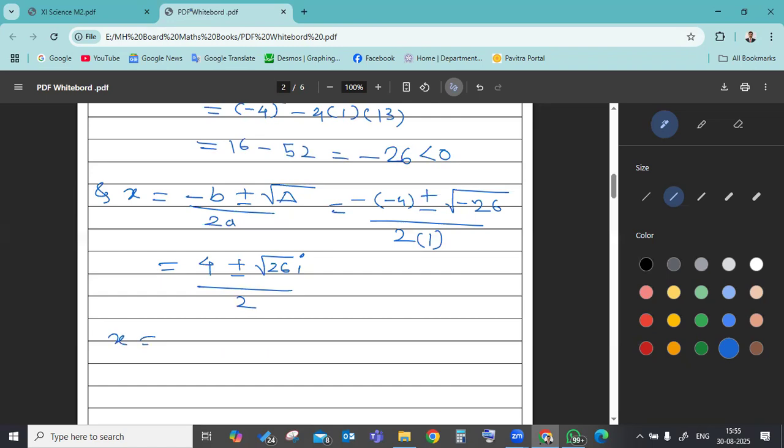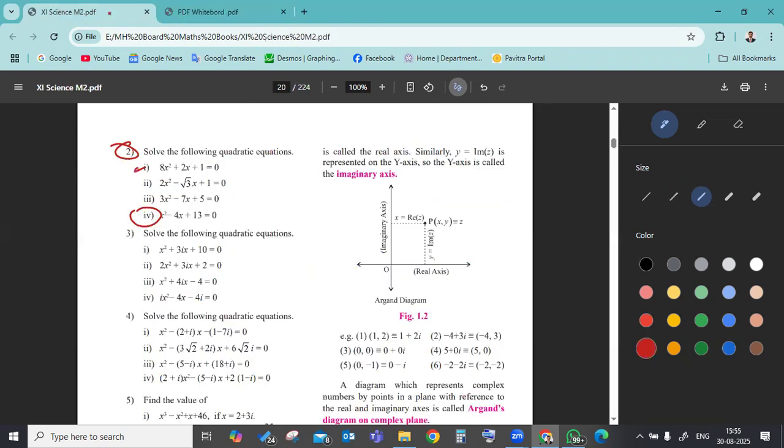Therefore, x is equal to 4 plus root 26i upon 2, or 4 minus root 26i upon 2. So these are the roots of this equation. Okay.